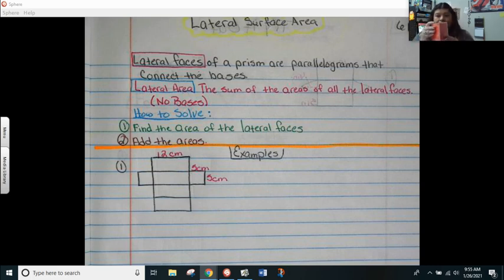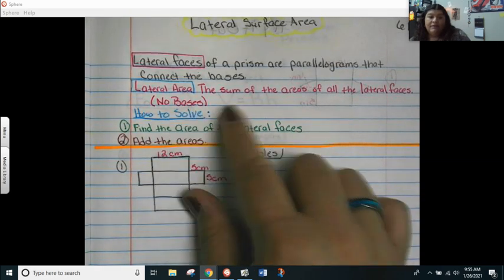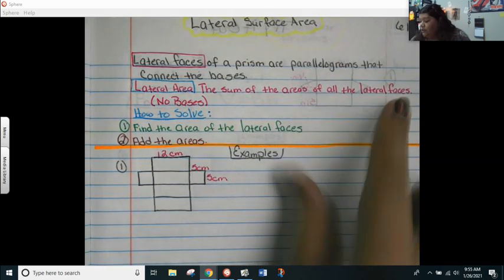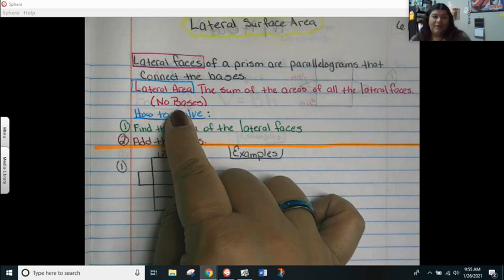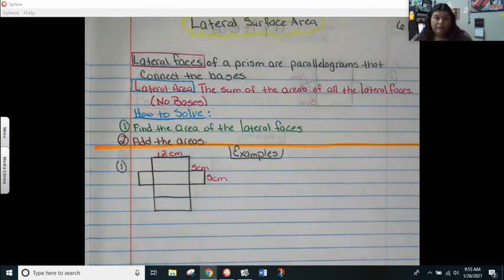On a triangular prism, we do the 3 rectangles around, not the triangles on top and bottom. Rectangular prism, we do the 4 rectangles around, not the top or bottom, okay? So you're doing less work for the lateral surface area. You're not doing the bases, so do not do the bases, okay? And that's what I put right here. The sum of the areas of all the lateral faces, in other words, no bases. So you solve these the way we solved them yesterday. Find the area of all the lateral faces and then add them up, okay?